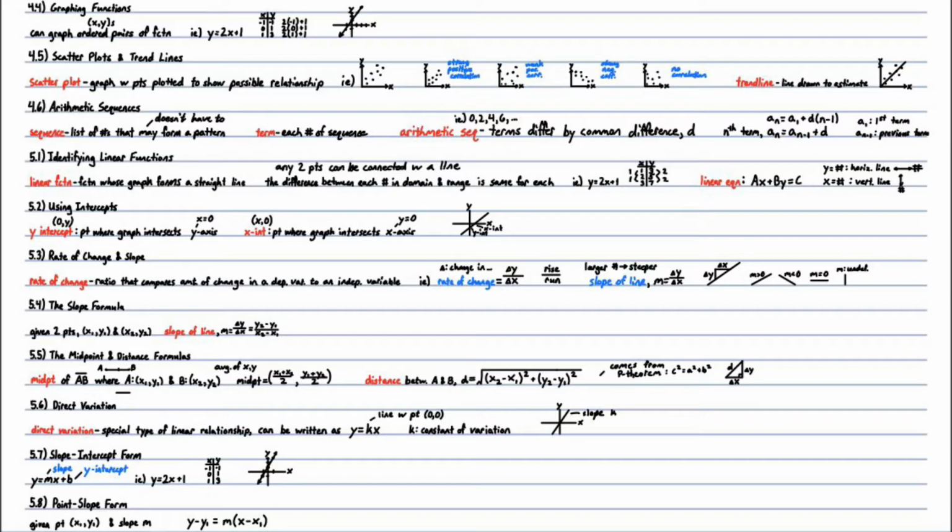Using intercepts. The y-intercept, (0, y), is a point where the graph intersects the y-axis, which is the line x equals 0. The x-intercept, (x, 0), is a point where the graph intersects the x-axis, which is the line y equals 0.